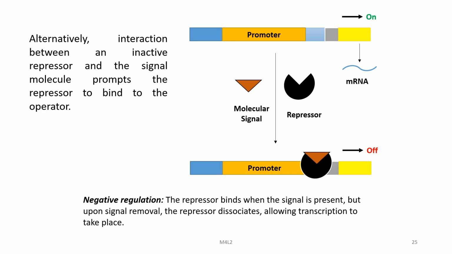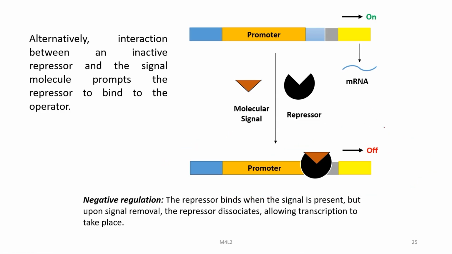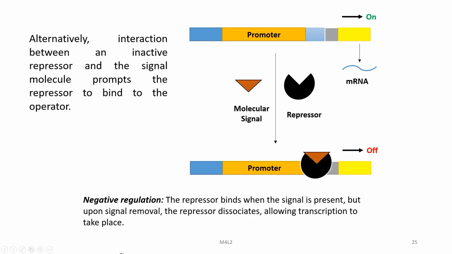Alternatively, interaction between the inactive repressor and the signal molecule prompts the repressor to bind to the operator, and in this case the mRNA production will be switched off. And in this case, because there is no repressor binding to it, because there is no presence of the signal molecule, the mRNA is getting produced. So, this is negative regulation. The repressor binds when the signal is present, but upon signal removal the repressor dissociates, allowing transcription to take place.